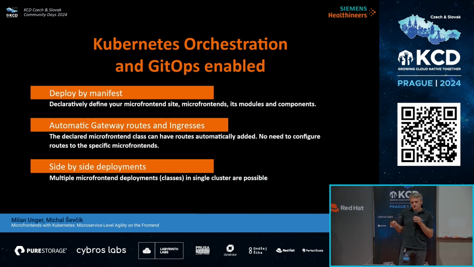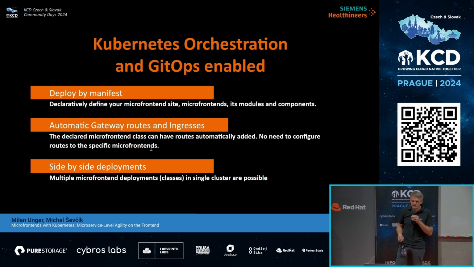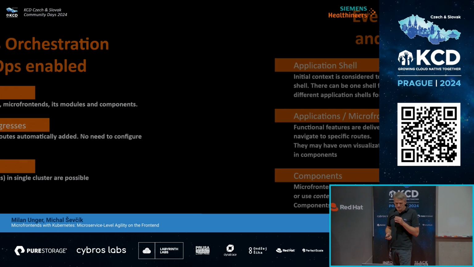Once you deploy Polyfy, you will get the possibility of automatic definitions of ingress routes or Gateway API routes. And you could have, of course, multiple sites in one cluster. By defining this microfrontend class, you could basically run multiple sites in one cluster. So it's not restricted to one microfrontend class or microfrontend site in the cluster.